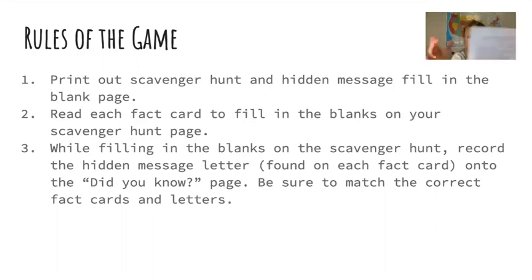Task card number 1 goes with number 1. Task card number 2 goes with number 2. When filling in the blanks on the scavenger hunt, record the hidden message letter found on each fact card. At the bottom of each fact card, there is a letter. If it's the number 1 card and the letter is A, then you're going to find number 1 on your hidden message and put A there. I'll help you as we go. At the end, you're going to find the answer to our hidden message.